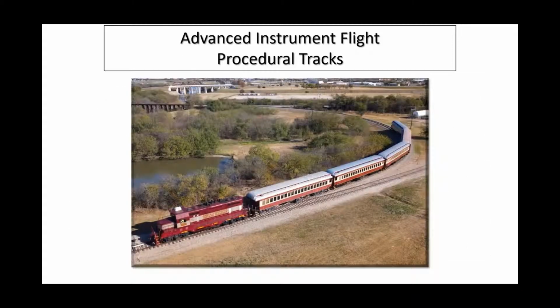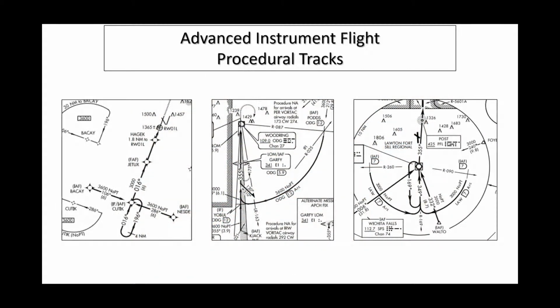To help you remember that you must fly the depicted bold line, think of the procedural tracks as railroad tracks. The railroad cars can only go where the tracks are. And so it is with procedural tracks. You can only go where the tracks are. Also, be aware there may be depictions of more than one procedural track or another type of low altitude approach on the same plan view.